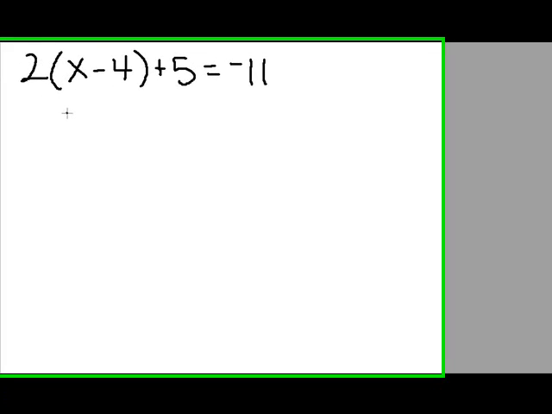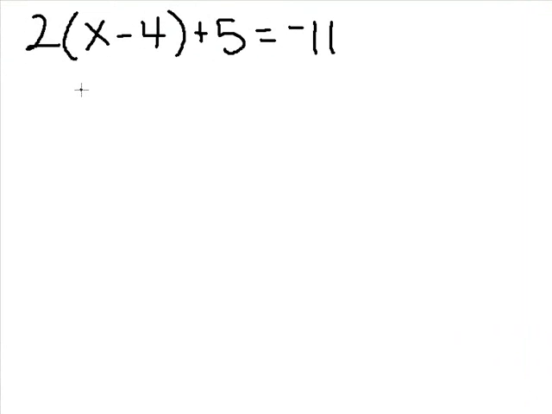We want to solve for x in the equation 2 times the quantity x minus 4 plus 5 equals negative 11. Let's start by multiplying 2 times each item in the parentheses. That gives us 2x minus 2 times 4 is 8, plus 5 equals negative 11.